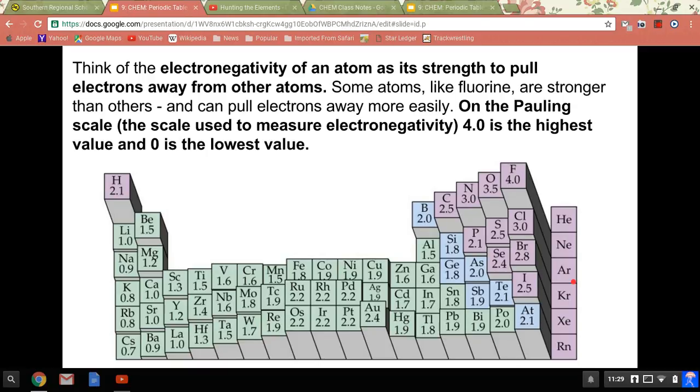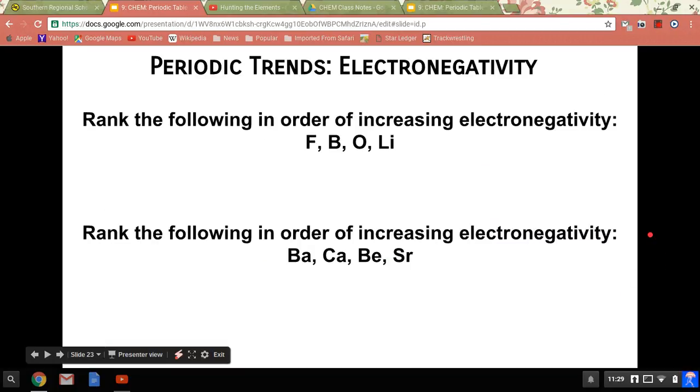Here's just another representation of the different elements and their electronegativities. You can see how fluorine sticks out. Hydrogen, we know, is one of those special elements and it's not actually a metal, so that's why it has a little bit of a higher electronegativity. Noble gases all the way down because they don't have an electronegativity.